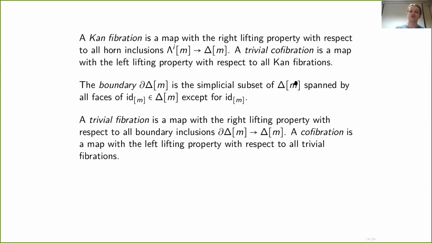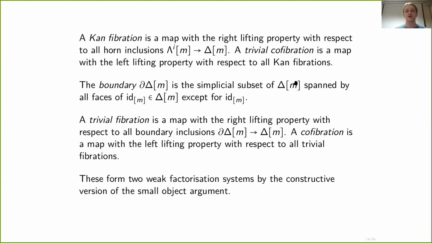And then a cofibration is something which has the left lifting property with respect to all of those. And somehow in talking about all of this, I sort of implicitly assumed that we have factorization systems. And indeed, these notions form two weak factorization systems, and that follows from the constructive version of a small object argument. So let me discuss that next.